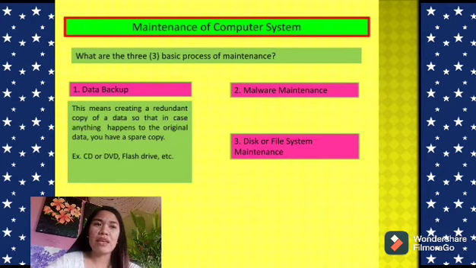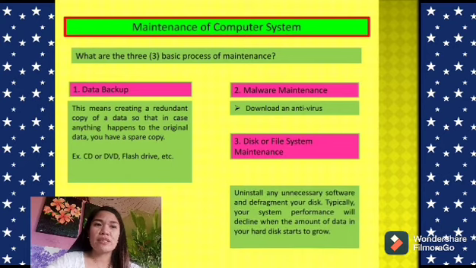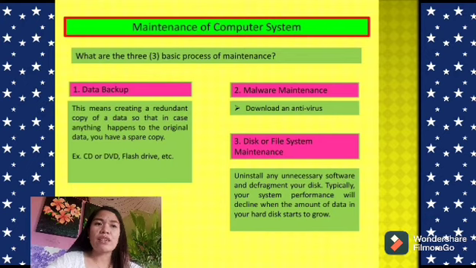How about in malware maintenance? All you need to do is download an antivirus so that your computer will not be at risk of any viruses. Disk or file system maintenance. Uninstall any unnecessary software and defragment your disk. Typically, your system performance will decline when the amount of data in your hard disk starts to grow. So again, uninstall any unnecessary software. Do you have any questions?